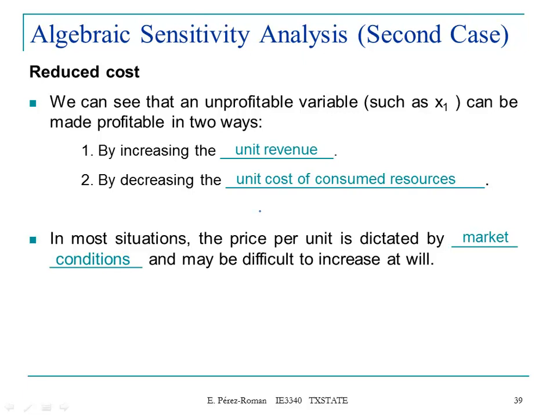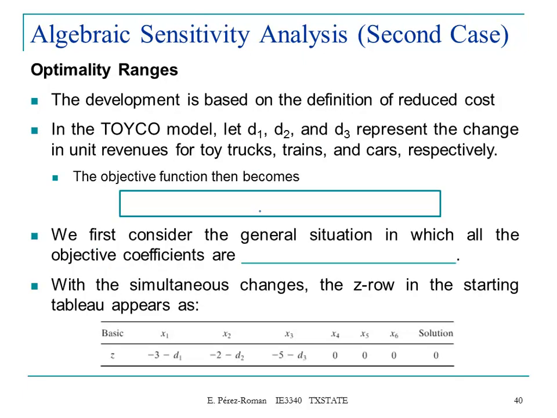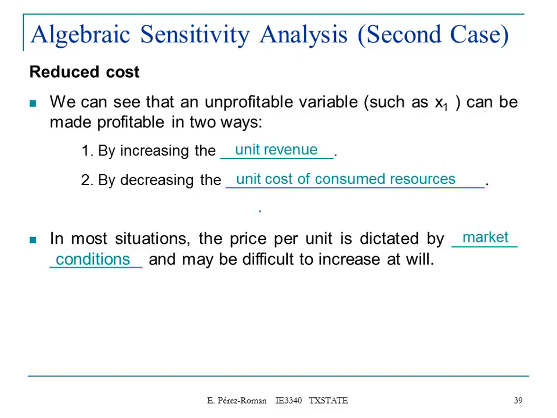Okay, so everybody understand what we're trying to explain here: even though you make more revenue here, it's not necessarily profitable, because you're spending more time producing that product, so it makes the product more costly. Okay, so now that concludes the explanation for the reduced cost. The optimal tableau will give you that reduced cost when you look at the objective function.